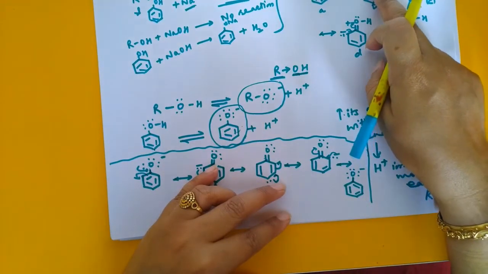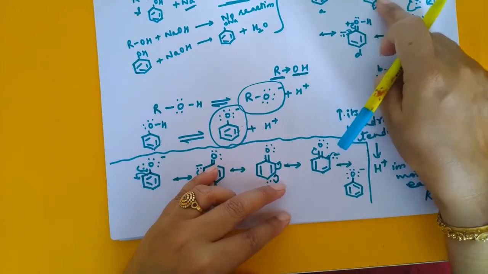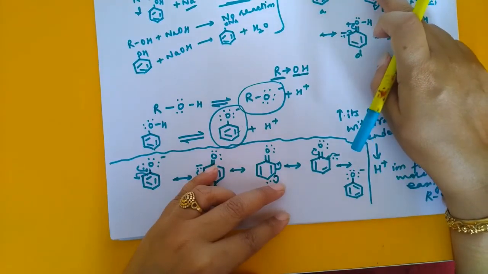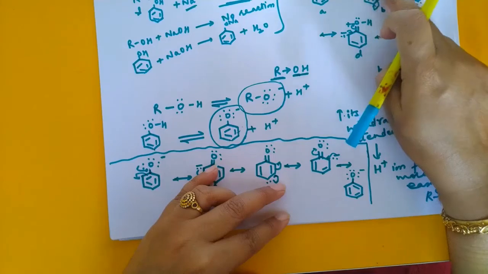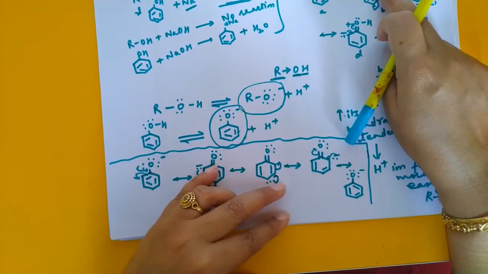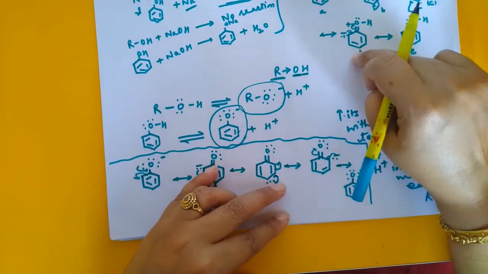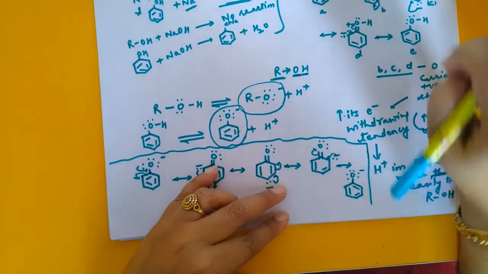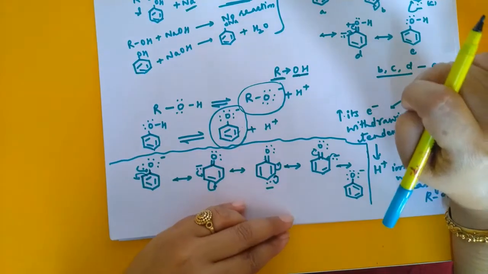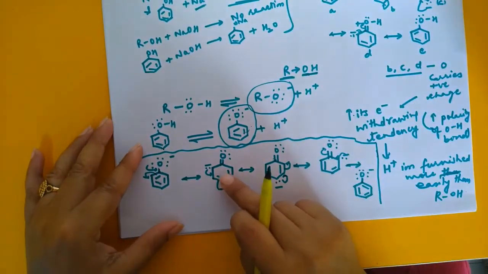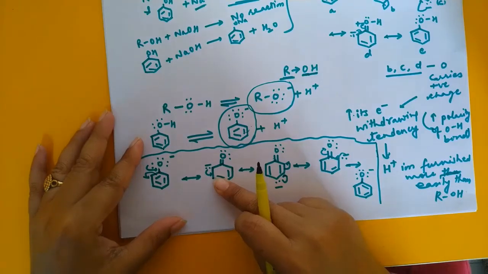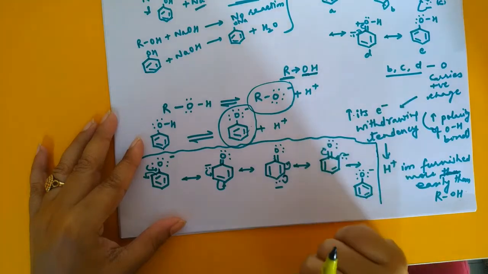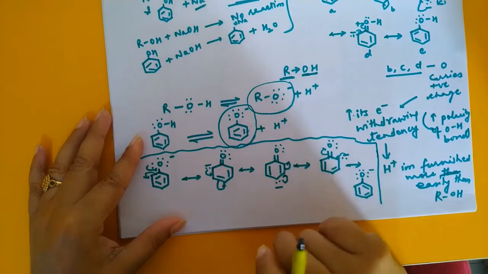Because here oxygen carries a positive charge on it because of the presence of this benzene ring, or you can say because of the resonance happening here. So this positive charge on oxygen is making this oxygen more electronegative, or you can say it is making this oxygen hydrogen bond more polar. More polar means weaker. Weaker means hydrogen ion is furnished easily. So this is one thing. The second is that the phenoxide ion is more stabilized because of resonance, while in the alkoxide ion there is no resonance. That is why phenol is a stronger acid. This is all about the two criteria which we discussed.